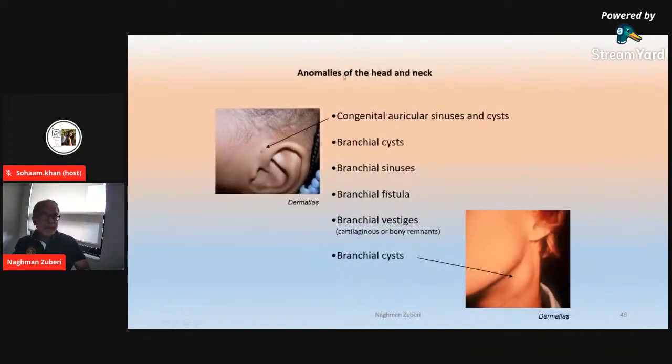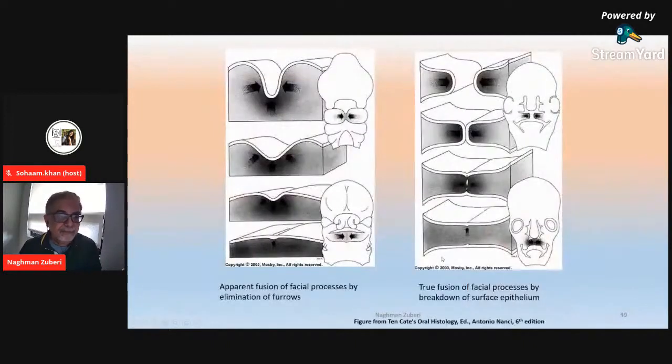Now, what is going to happen at this stage? Congenital auricular sinuses and cysts may appear. It is a very inconspicuous type of sinus, and that is basically a congenital anomaly. Branchial cysts, branchial sinuses, branchial fistula, and branchial vestiges, which are cartilaginous or bony remnants, may appear at this stage.